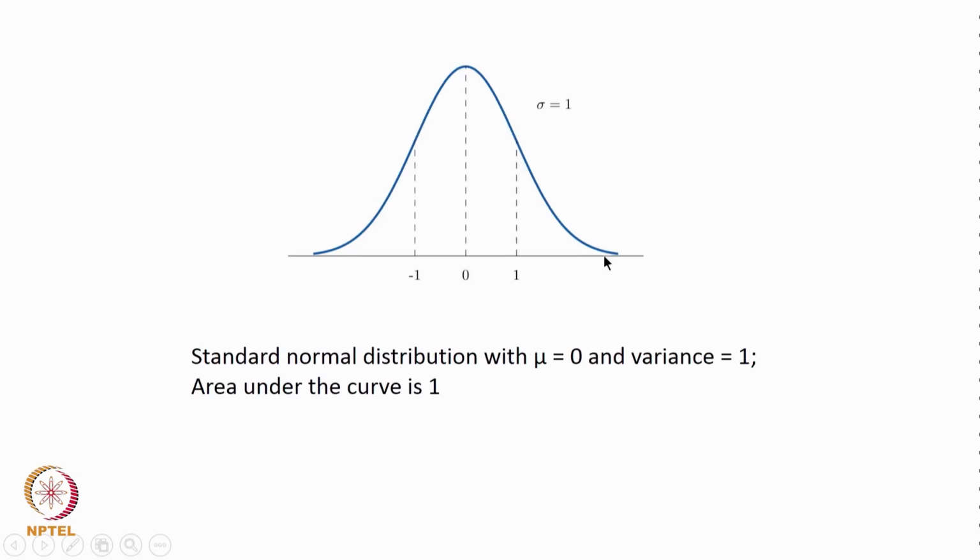So, this will be z equal to 3. So, almost the entire thing is covered. So, as x increases beyond this and goes even to a very large value, the area to the right of it will be negligible and will be close to 0.